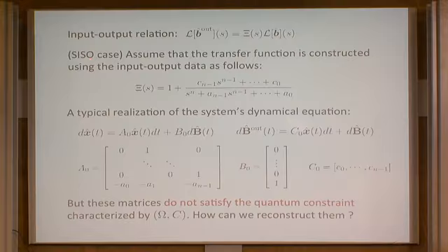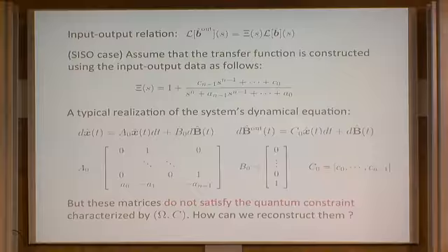So let's think about the single input and single output case, and assume that the transfer function is constructed using the input and output data. This is possible using nice methods in classical system identification. If we are given the time series of input and output, then we can reconstruct the transfer function from this relation. Here are C0 to Cn minus 1, A0, A1, A2 to An minus 1. Those coefficients are already determined using the input and output data.